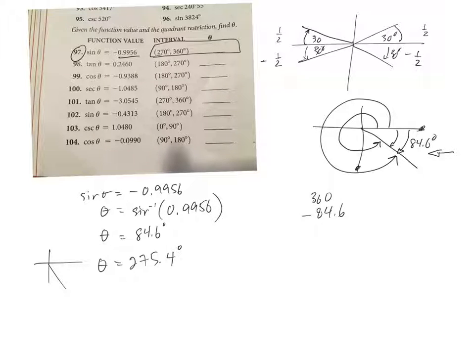Let's try a reciprocal one too. Let's try, say, this one. Cosecant theta is equal to 1.0480. Okay, cosecant, I don't have a button on my calculator, so I'm going to change that to sine theta. And what I did there is I just found the reciprocal. So on the other side, I'll find the reciprocal as well. What you do to one side, you can do to the other side.